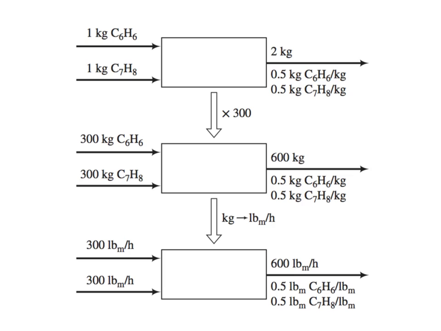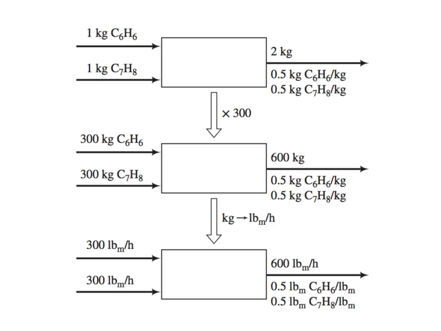Now we can simply multiply all of the numbers in this problem by 300. What we've done is essentially scaled up the problem by a factor of 300. If we do that, you'll notice that this is 300 kilograms, 300, 600. The mass fractions, however, stay the same. They're still 0.5. Half of this stream is still C6H6, and the other half is C7H8.